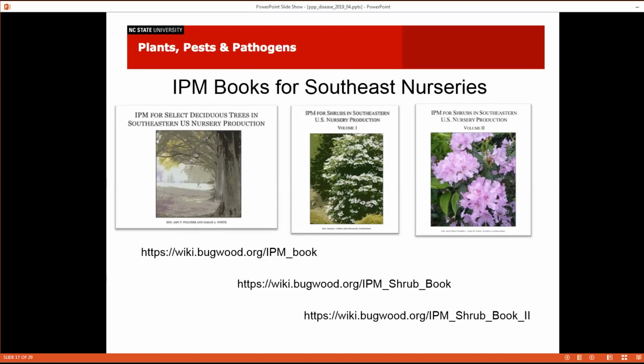They all start with wiki.bugwood.org, and then it's either IPM underscore book, lowercase b, or IPM underscore shrub underscore book, or append the Roman numeral 2 to the end of that, and it'll take you to the table of contents for each of these volumes.